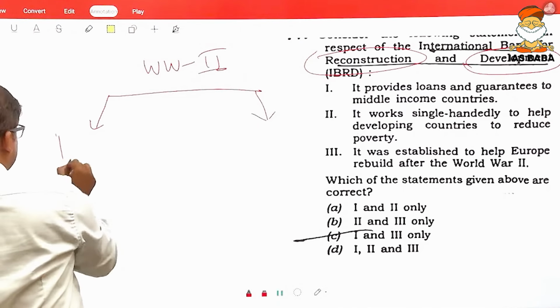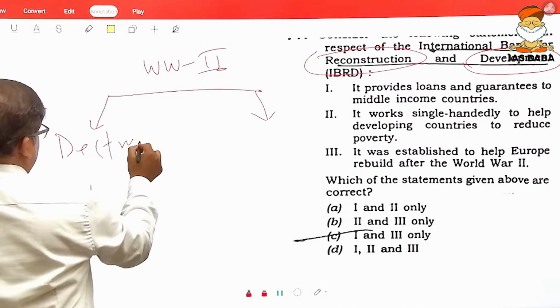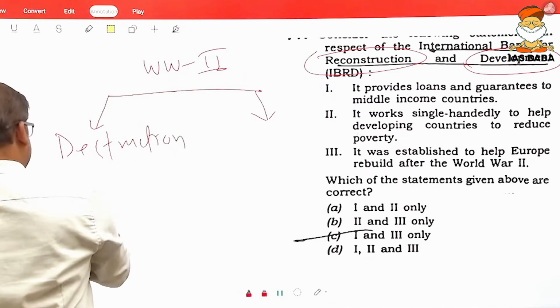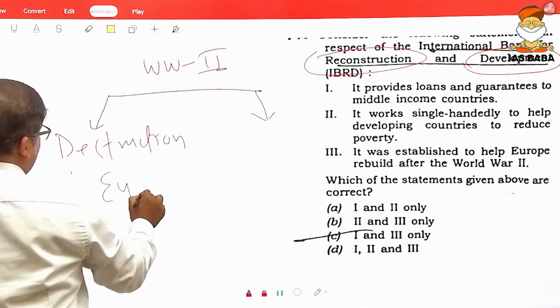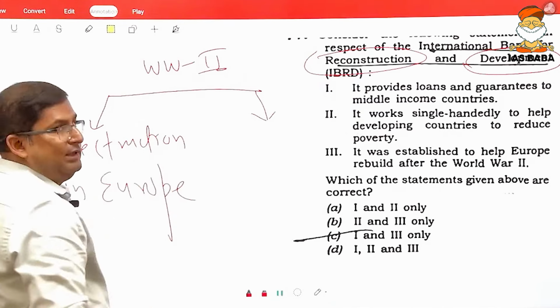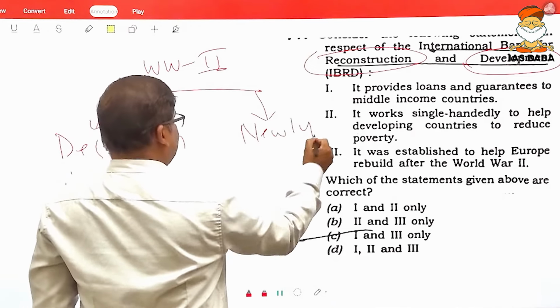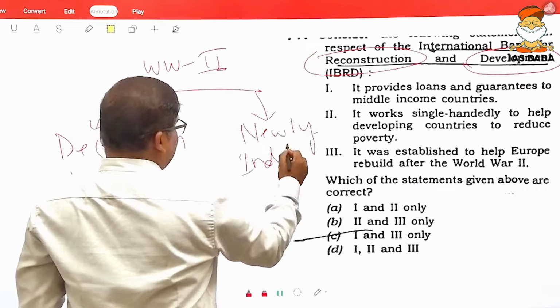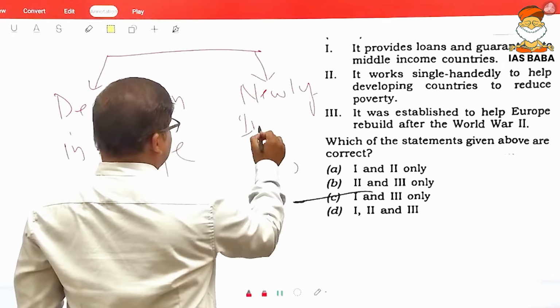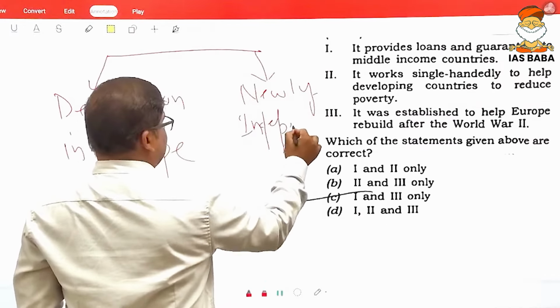There was destruction in Europe, and second one, newly independent countries.